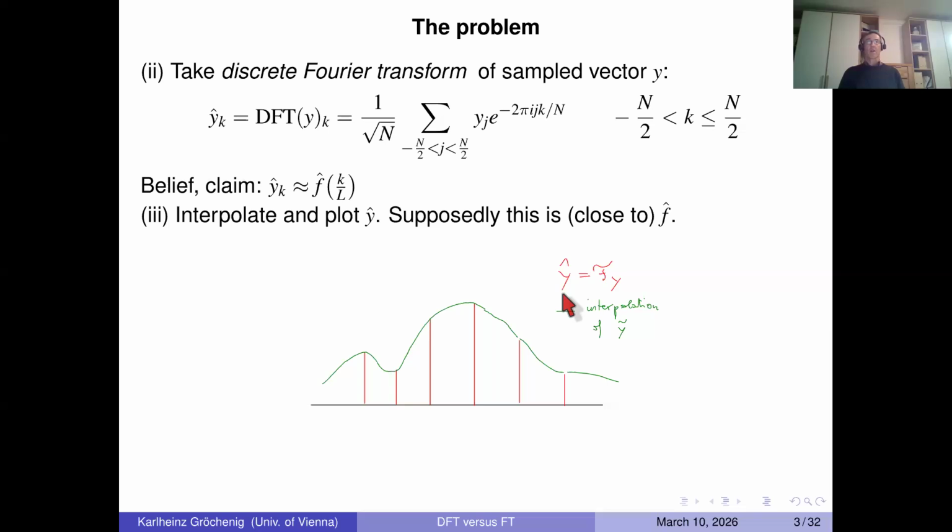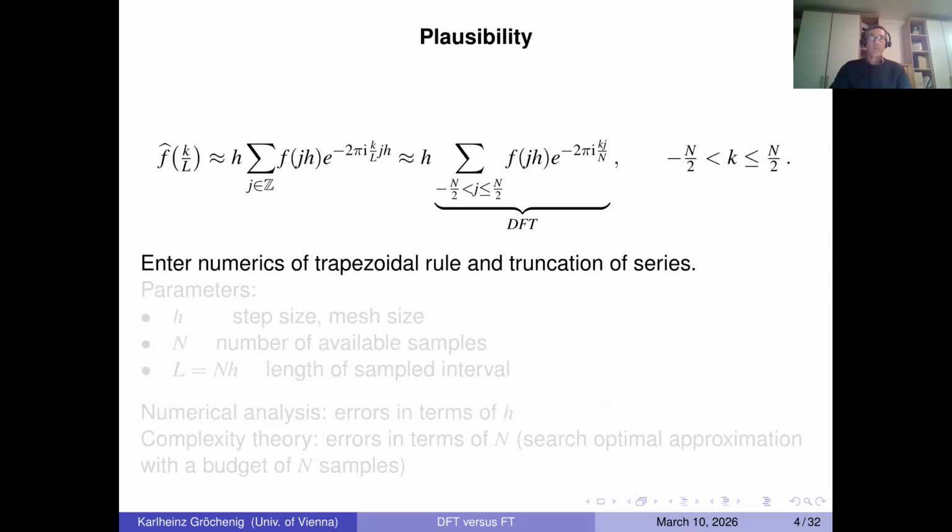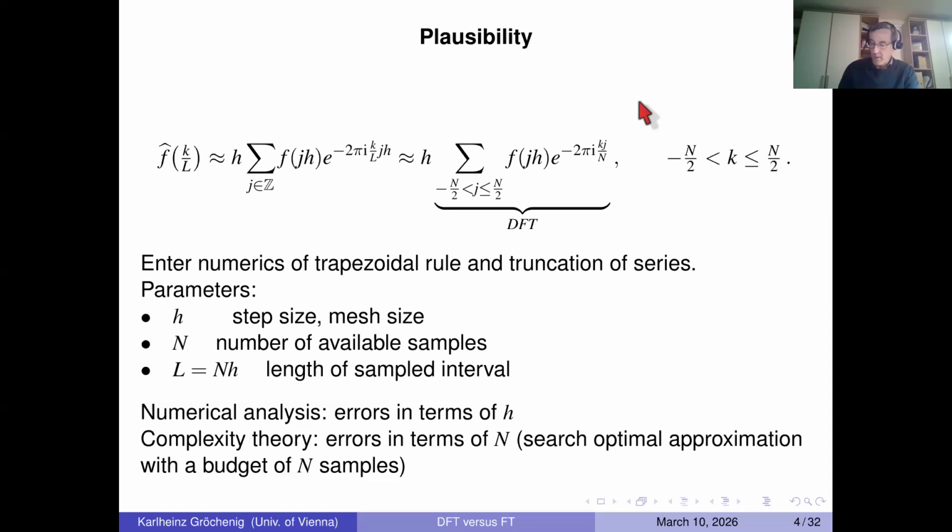So that's the numerical procedure. I wouldn't even call it an algorithm. That's the standard practice when you compute a Fourier transform based on a given function. You sample, do a discrete Fourier transform, and then you interpolate. And supposedly what you get is something that's related to the actual Fourier transform. So there is some plausibility up to that.